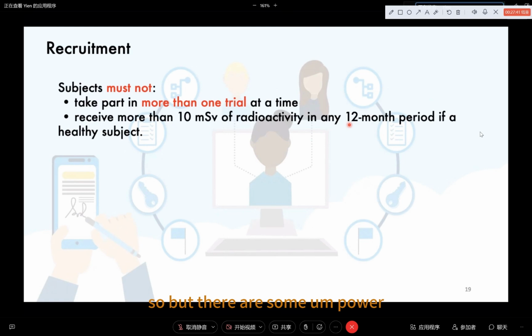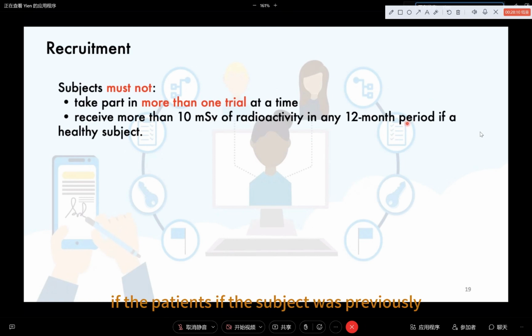But there are some compulsory things that you have to look at when you are recruiting subjects. Subjects must not take part in more than one clinical trial, so that these two clinical trials will not interfere with each other. And the subjects must not receive more than 10 microSV of radioactivity in any 12-month period for a healthy subject.